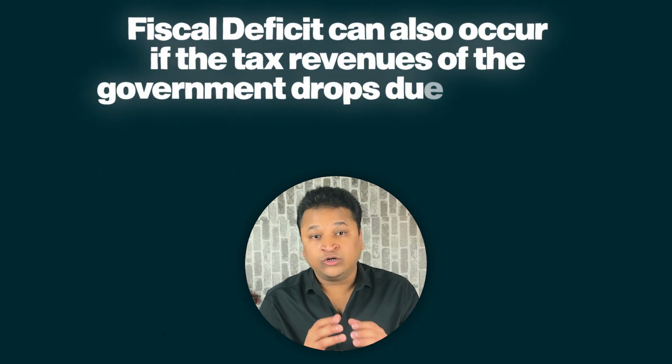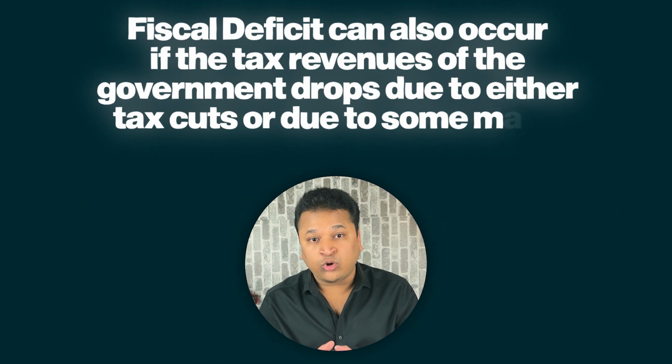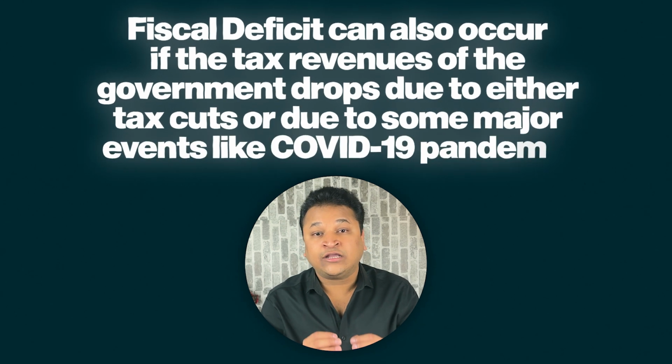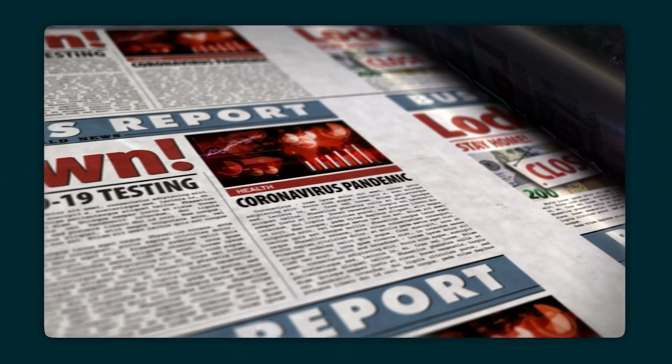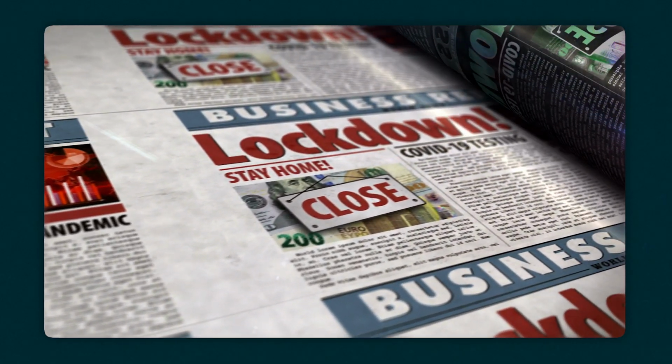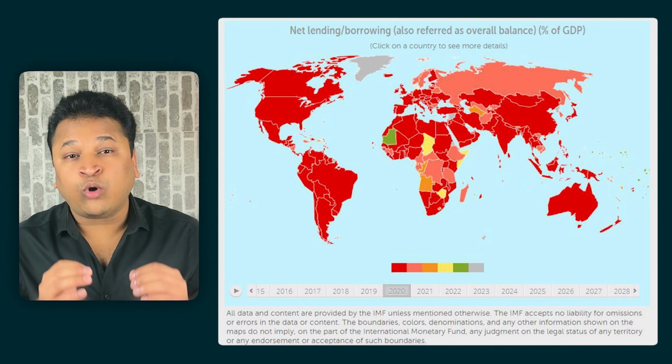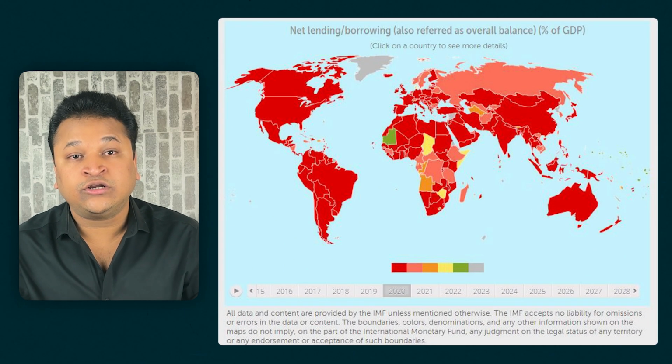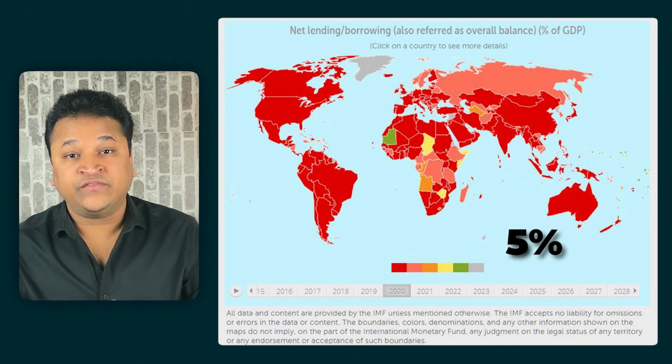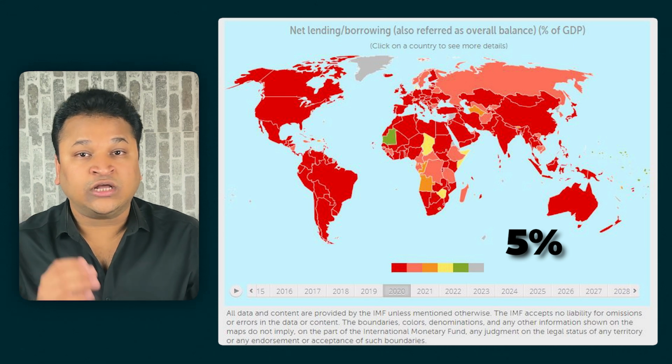One important thing to note is that a fiscal deficit can also occur if tax revenues of the government drop due to either tax cuts or due to some major events like the COVID-19 pandemic. The COVID-19 pandemic was a very unique year where fiscal deficits of governments across the world increased because the tax revenues of the governments dropped as businesses were completely shut down. And at the same time, government spending on things such as COVID relief increased. As you can see on the screen, almost all countries had a fiscal deficit of more than 5% of their GDP in the year 2020.